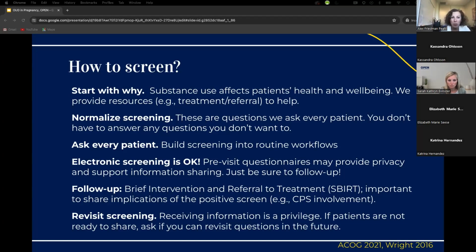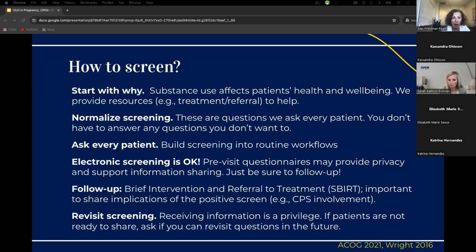And it's also important to be true to your word. If you're saying that everyone is screened, make sure that everyone is screened. And building the screening into routine workflows, whether that's a prenatal intake or a prenatal new patient template, make sure that we ask everyone.